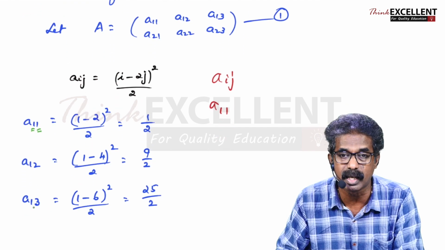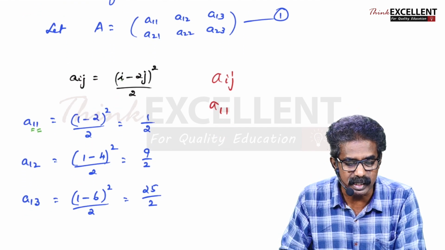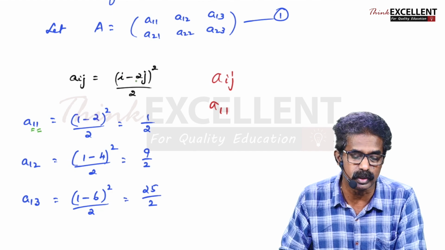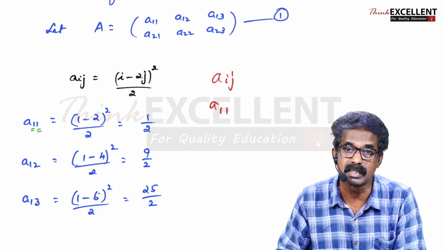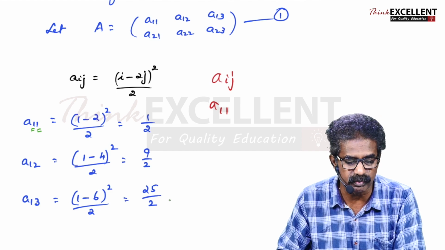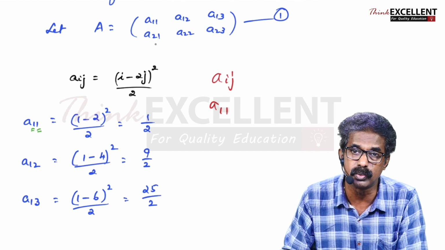For i you give 1 and j you give 3. i is 1. 1 minus 2 into 3. 2 3s are 6. 1 minus 6 is minus 5, the whole square, 25. So 25 by 2. Like that you find A21. i is 2, j is 1.